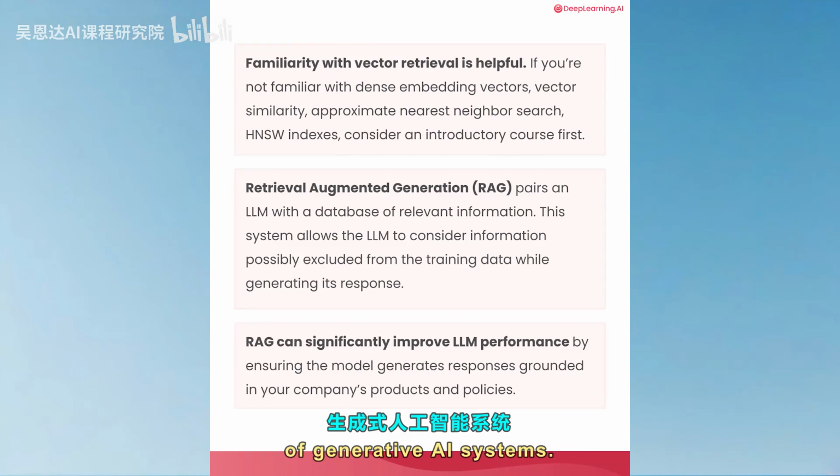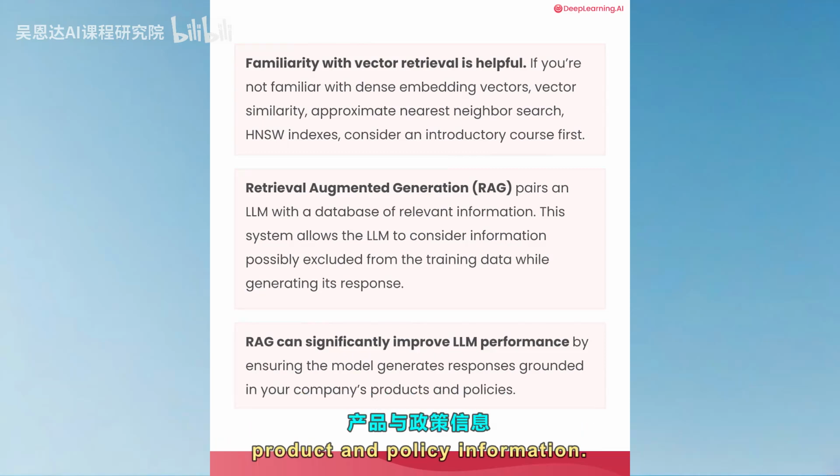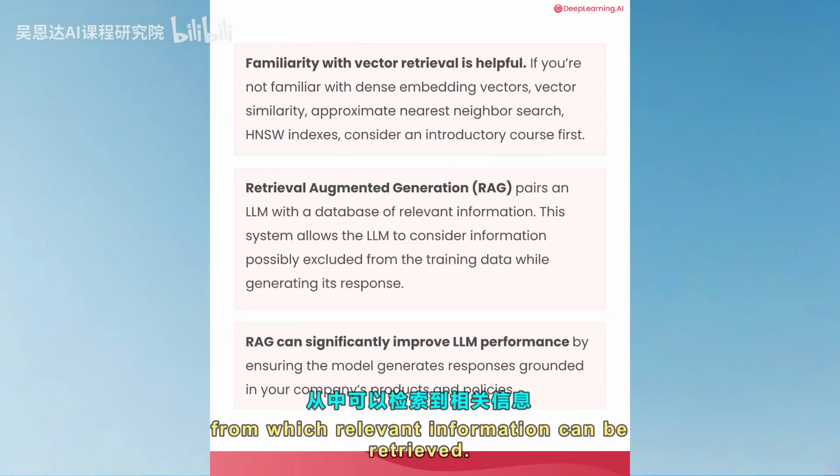RAG can significantly improve the quality of LLM responses and is one of the most widely implemented types of generative AI systems. For example, a customer service chatbot will be much more helpful if it can access your company's product and policy information. Companies achieve that by pairing an LLM with data sources from which relevant information can be retrieved.